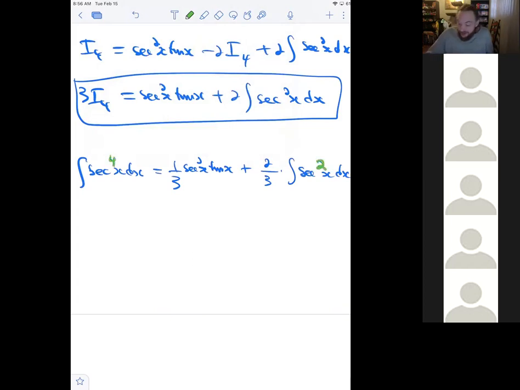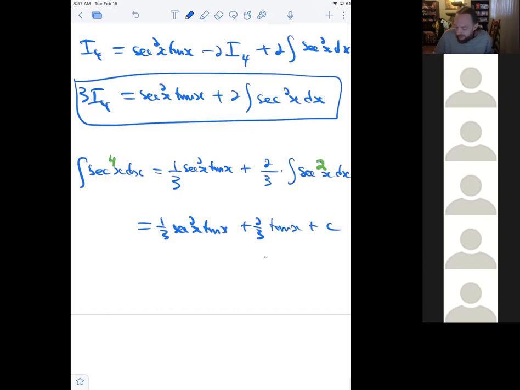And now in this case, we're also done because you eventually want to get to secant squared or secant 1, because then you're done. We know how to integrate secant squared. We know how to integrate secant 1. So this is equal to 1/3 secant squared x tan x plus 2/3. What is the integral of secant squared? Tan.